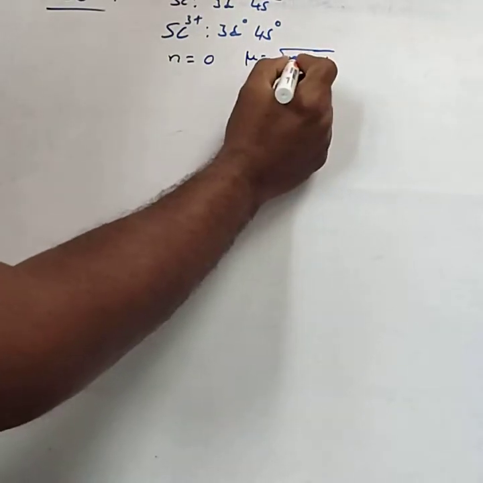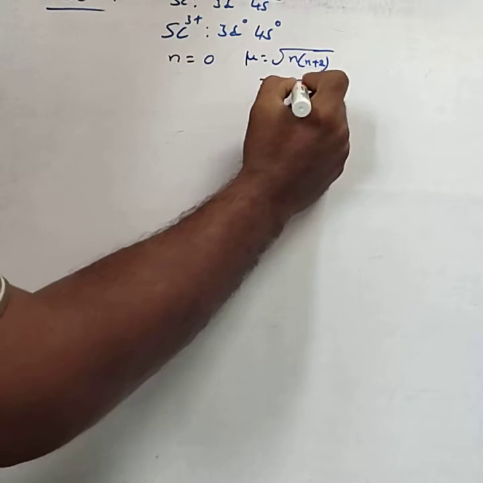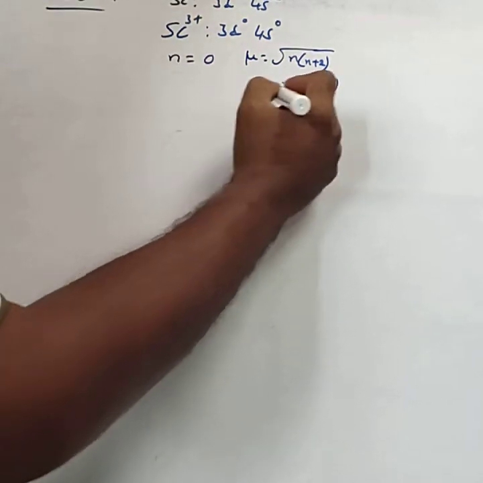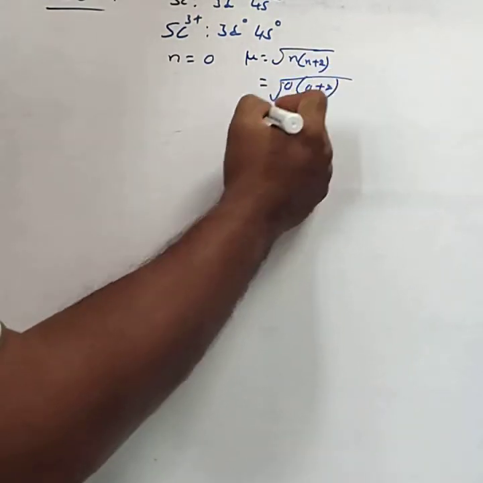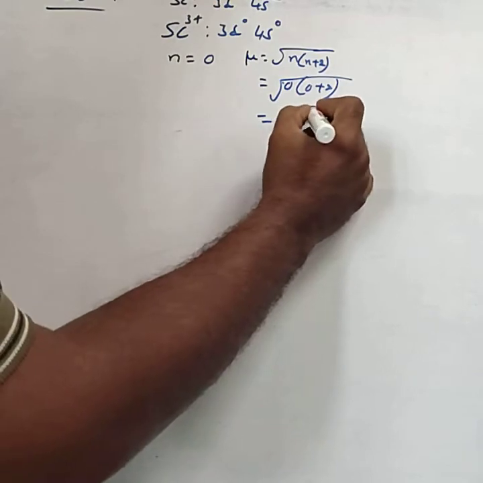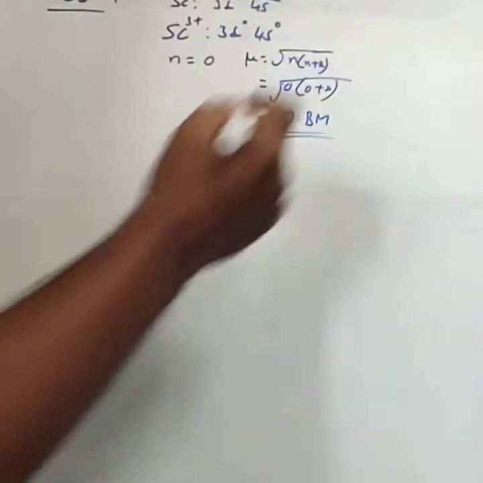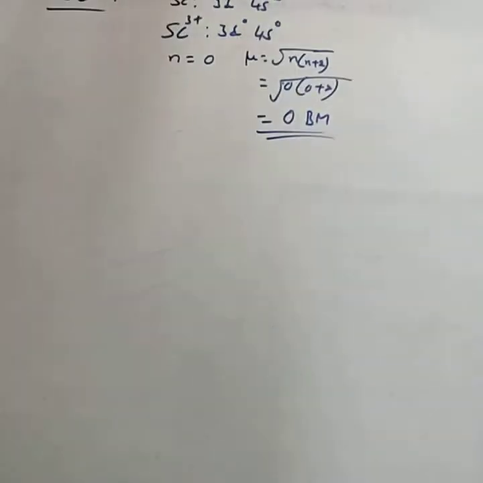n means the number of unpaired electrons. That means 0 into 0 plus 2. Anything multiplied by 0 gives 0, hence you get 0 Bohr magneton. Scandium 3+ has 0 Bohr magneton because it has no unpaired electron. Like that, you can calculate for any ion.